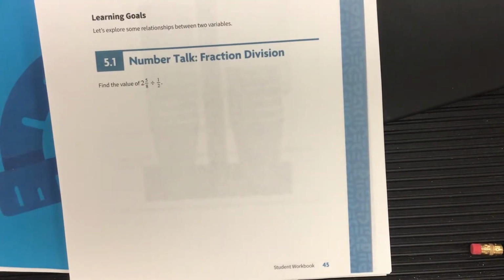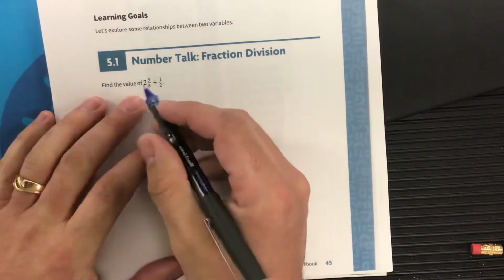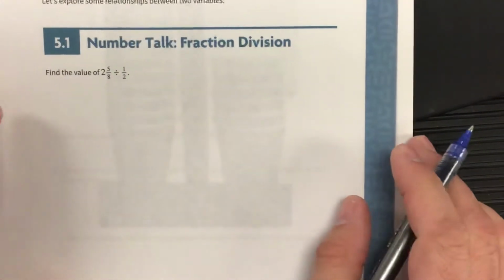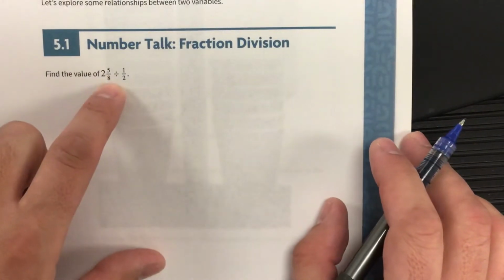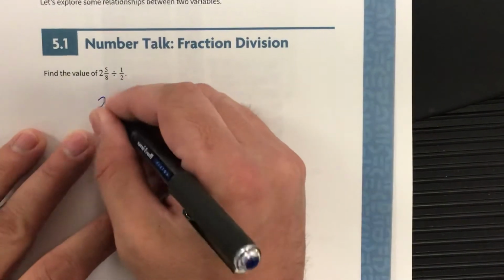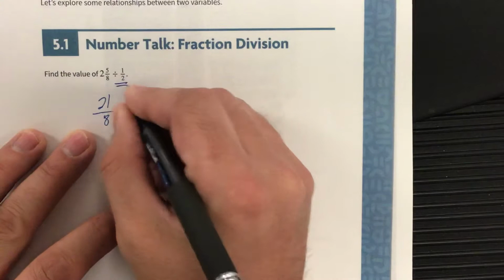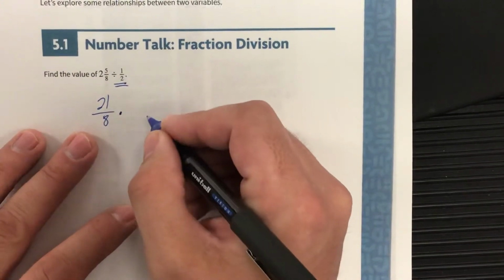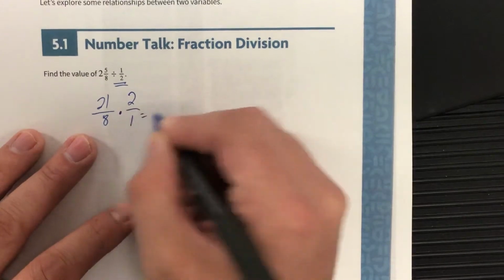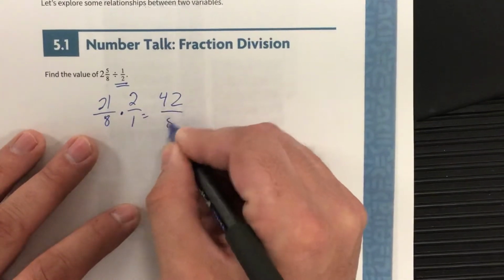First example here is just reminding us how to divide fractions. Remember we need to make it an improper fraction if we have a mixed number there. So 2 times 8 plus 5 is 21 over 8. Dividing by a half, remember that's the one we have to flip and we make it multiplying. So a half flipped over, 2 over 1. So we get 42 over 8.